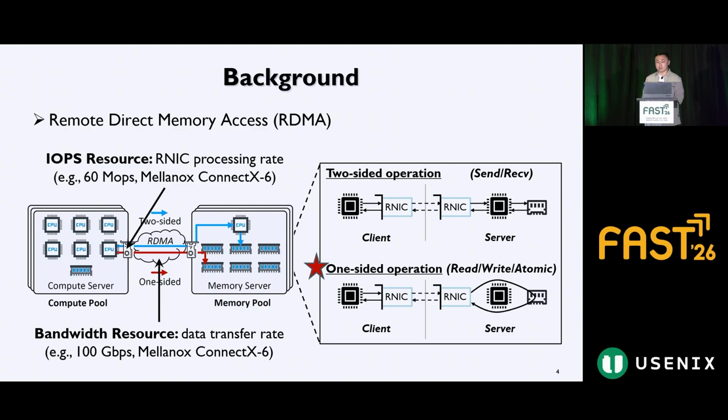The commonly used inter-server communication technique in disaggregated memory is RDMA. RDMA provides two types of primitives, one-sided and two-sided. Due to the characteristic of one-sided operations, which allow remote data access bypassing the memory server's CPU, they're widely used in disaggregated memory applications. In RDMA communication, RDMA exposes two key resource bottlenecks: the IOPS resource bottleneck, which limits how many operations it can process per second, and the bandwidth resource bottleneck, which limits the data transfer rate.